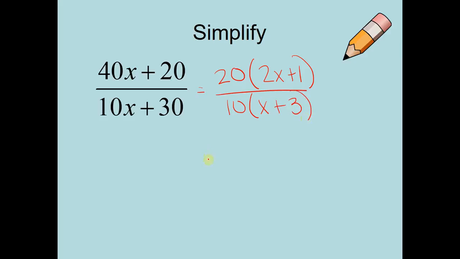Now, here's where I can use my simplification. I can actually cancel out 20 over 10 because I am multiplied now. So 20 over 10 simplifies down to 2 over 1, and then the 2x plus 1 and the x plus 3 are just going to hang out because they do not simplify at all.